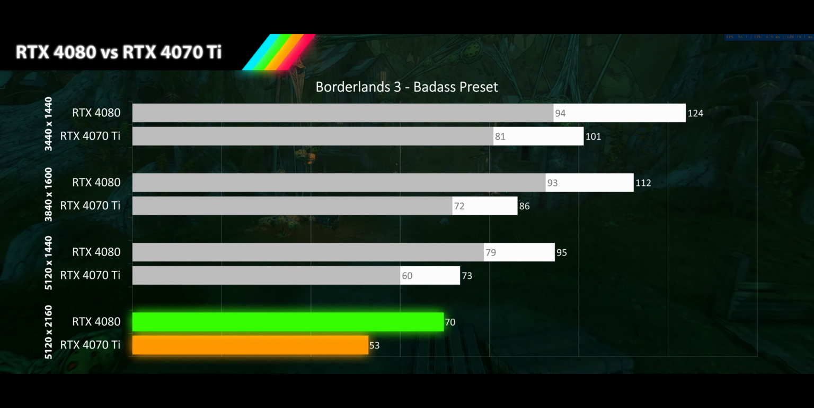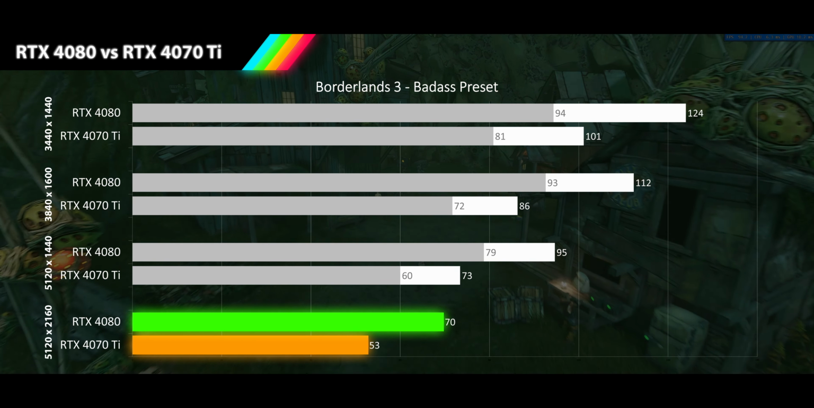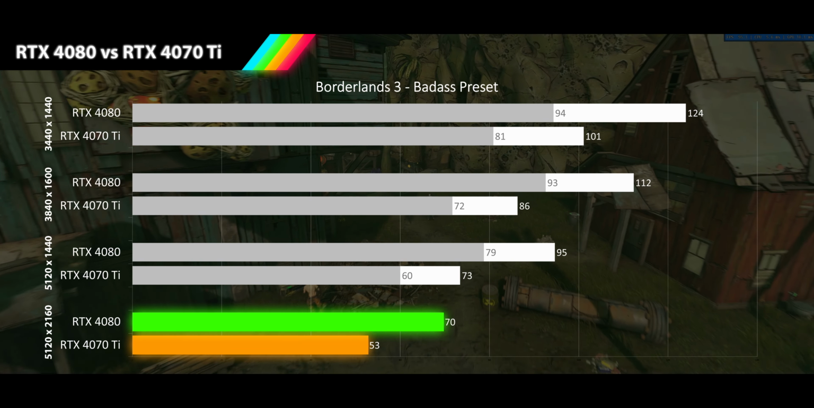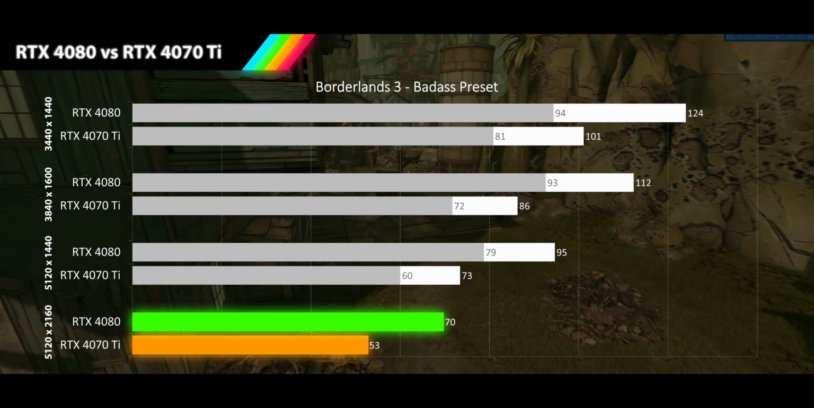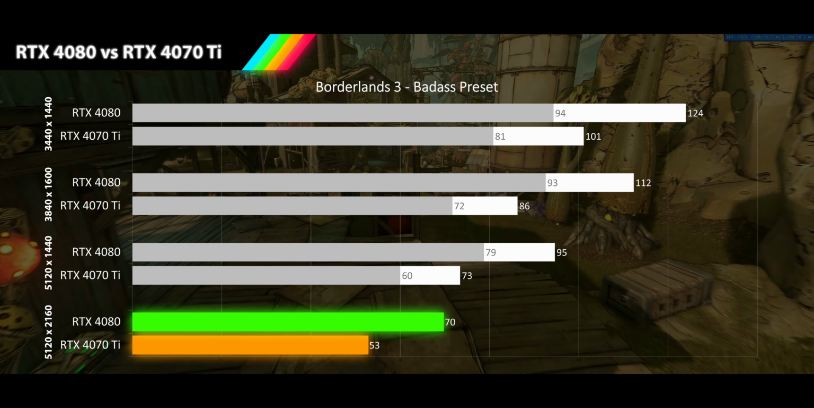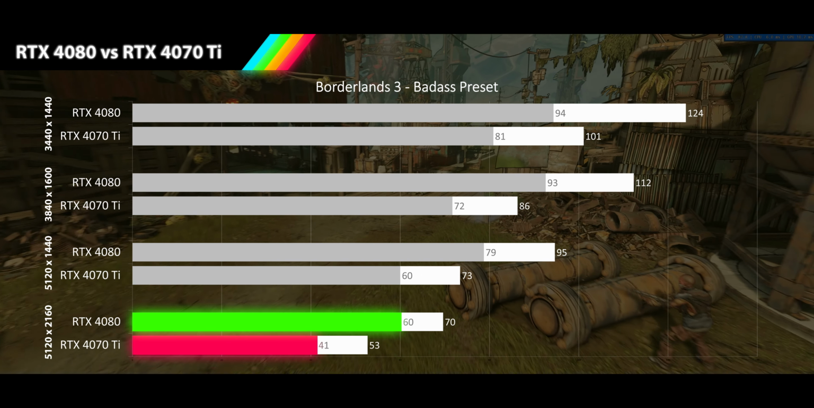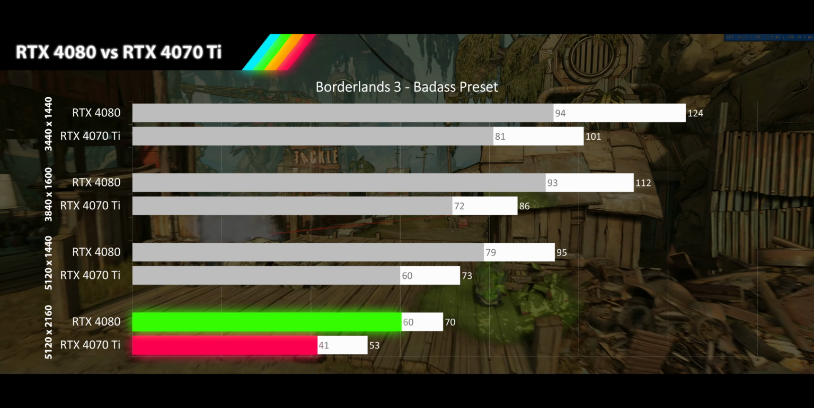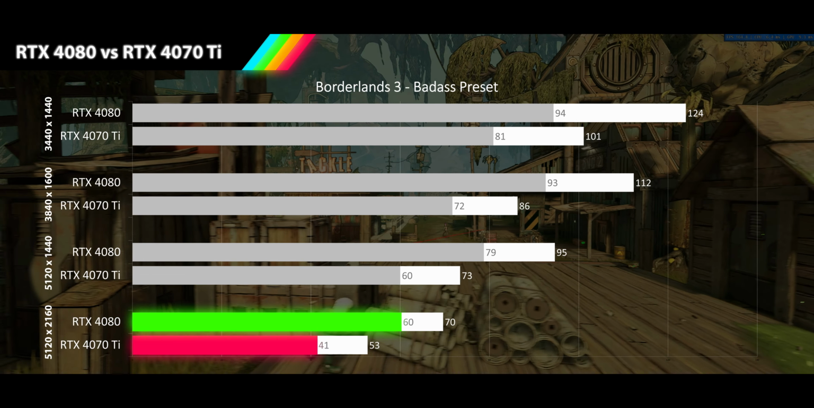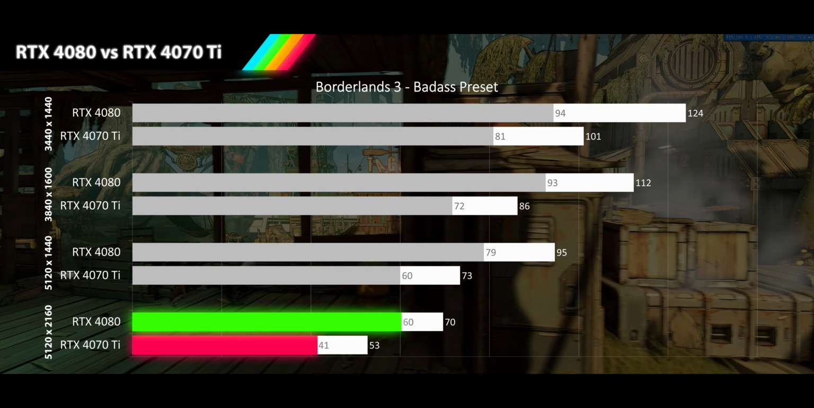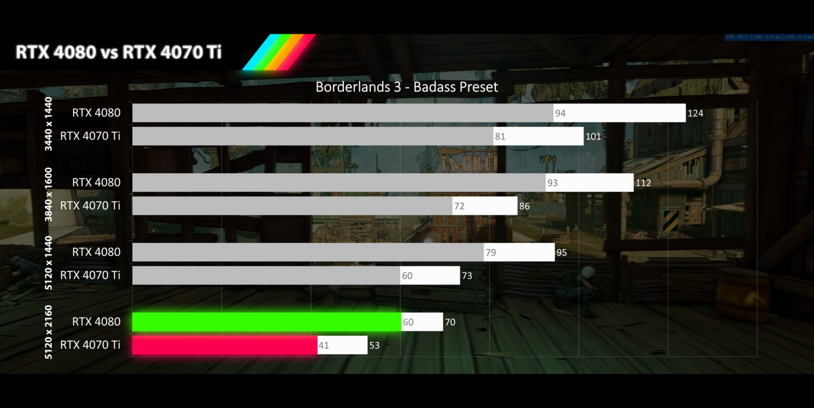And lastly, at the 4K Ultrawide, we see the 4080 drop to smooth refresh rates of 70 FPS, 32% faster than the 4070 Ti's 53 FPS, and with notably better 1% lows for the 4080, 46% ahead of the 4070 Ti, which dips into unacceptable territory, likely due to its low video memory.